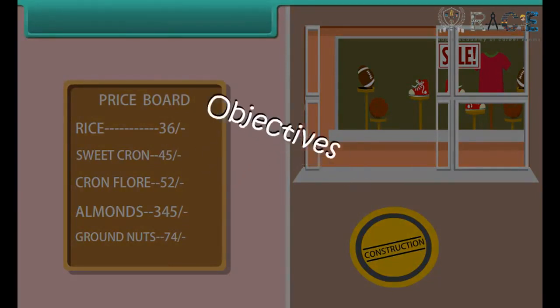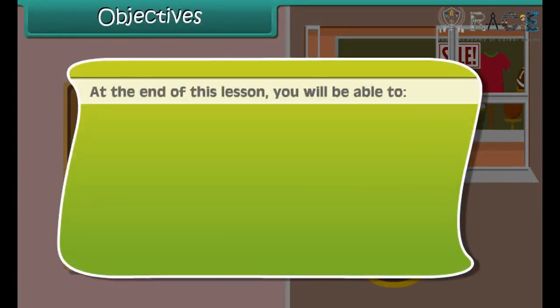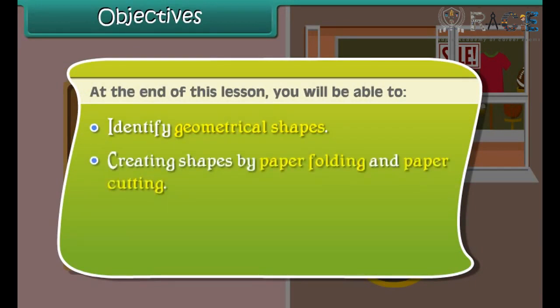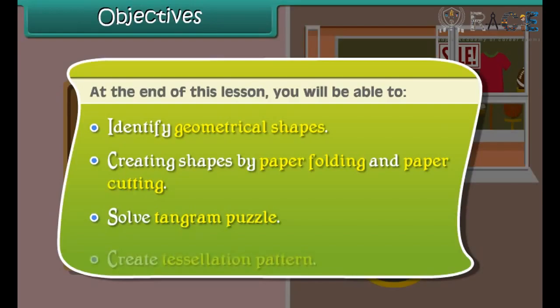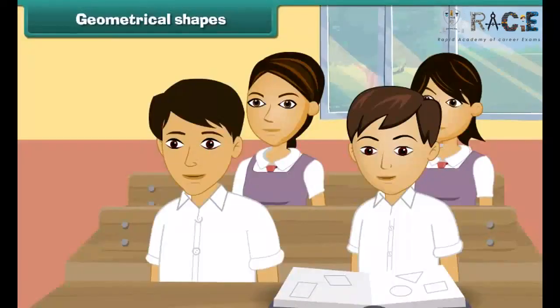Objectives. At the end of this lesson, you'll be able to identify geometrical shapes, create shapes by paper folding and paper cutting, solve a tangram puzzle, and create a tessellation pattern.